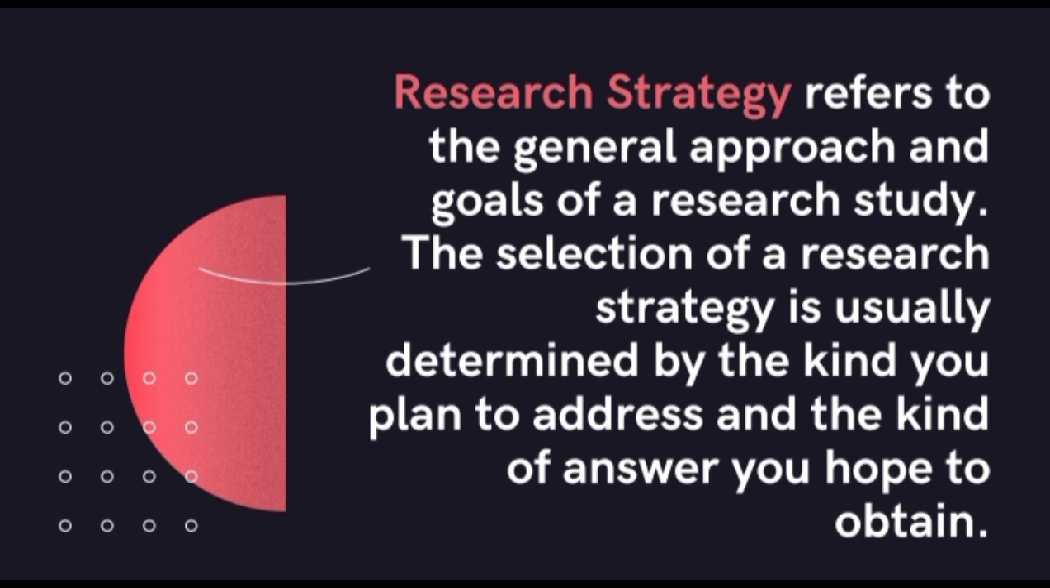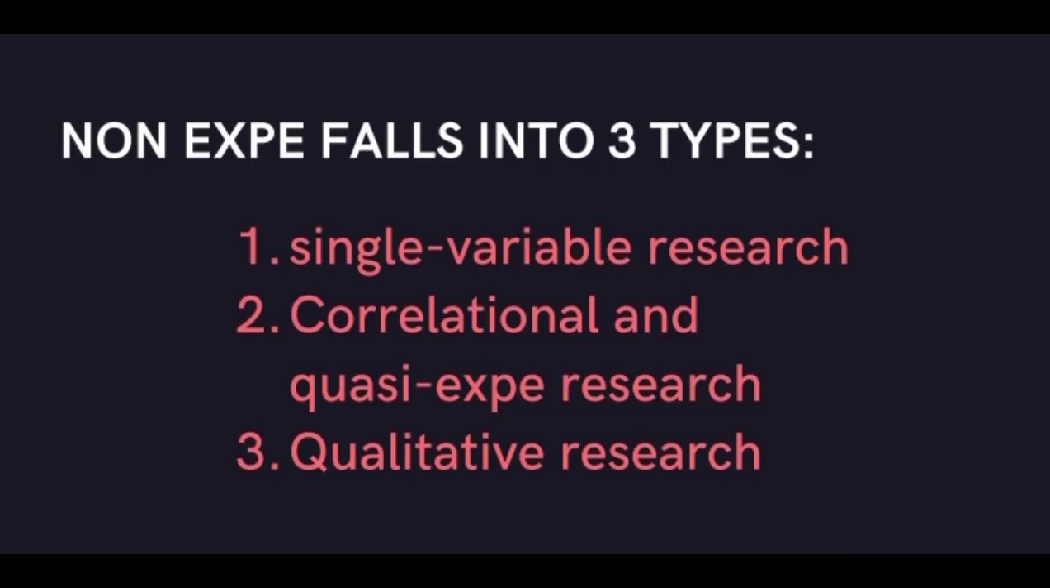The selection of research strategy consists of a step-by-step process in gathering and analyzing the data, up to how the research will be executed, and our study or the kind of problem we want to address depends on this strategy. Clear and proper presentation of goals is important in developing the research study. Non-experimental research falls into three types: the single variable research, correlational and quasi-experimental research, and qualitative research.